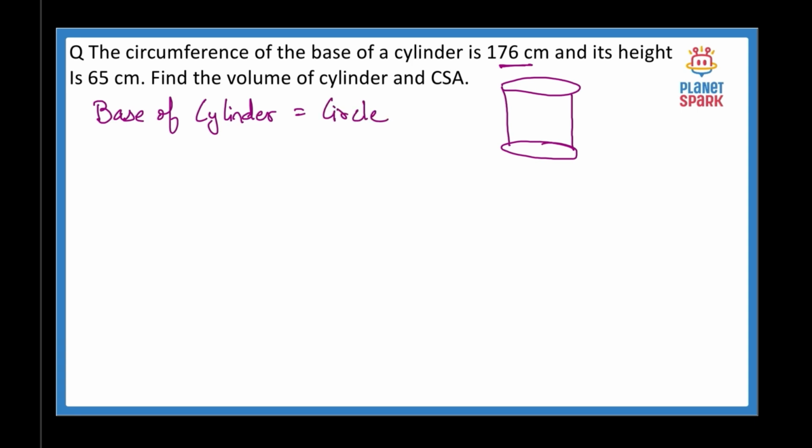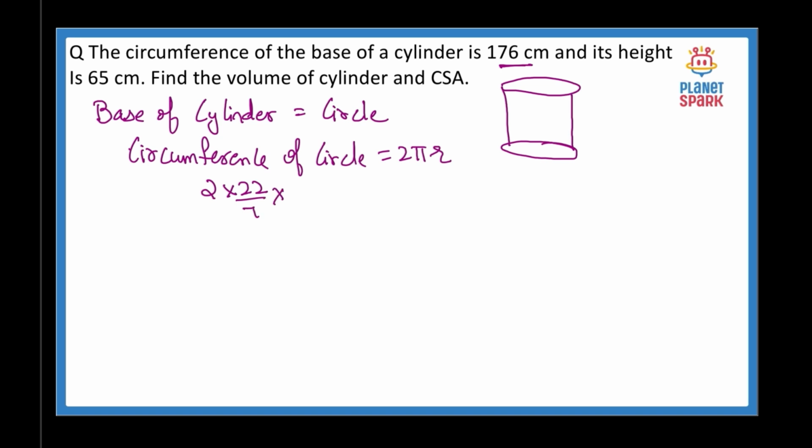So, in this case, we are given the circumference of the base. Now, base of the cylinder is a circular shape. So, circumference of the circle, the formula is 2 pi r. So, the circumference of the base, that is 2 pi r, is going to be equal to 176. From here, we are going to find out radius. We are given the height, we are not given the radius. So, from this equation, we are first going to find out radius, because without knowing radius, we cannot find out volume and CSA.